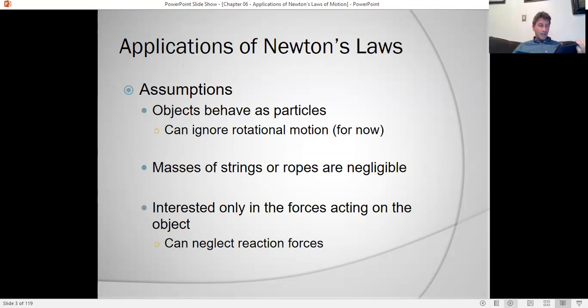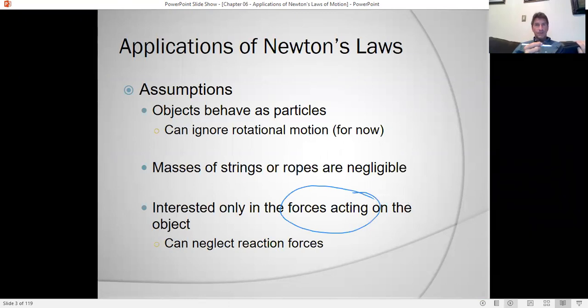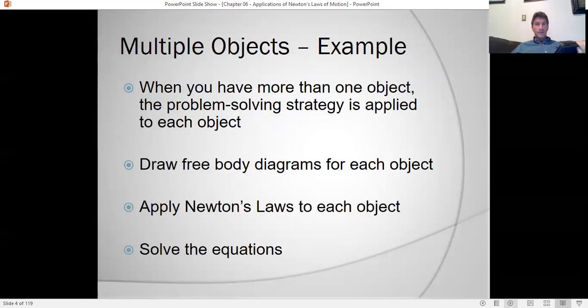And we're only interested in forces acting on the object. We can neglect reaction forces. So for instance, if a box is sitting on the table, we're interested in the table's normal force onto the box. We don't care about the box pushing down on the table if the box is what's of interest. So a lot of this is going to be drawing free body diagrams, analyzing individual objects, and applying only those forces that act on those objects.